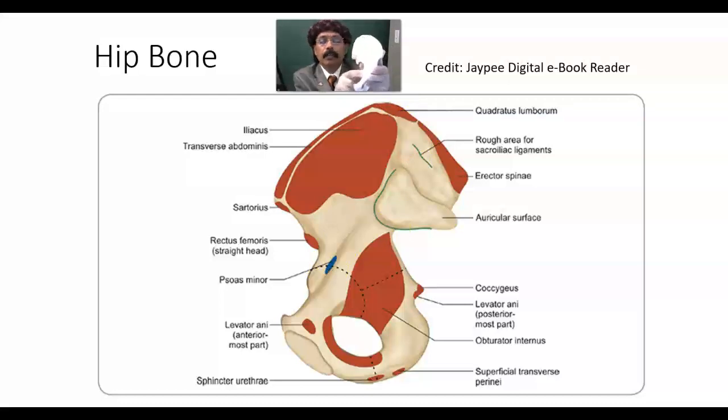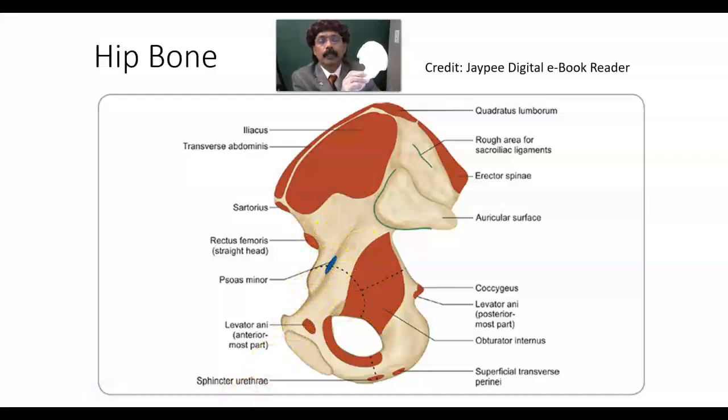Okay, if you go down, we'll get at the pecten pubis area, at the lower part of the arcuate line, at the junction of the pecten pubis area here. Here is the insertion of the psoas minor muscle. So psoas minor muscle does not go to the femur, it ends up here, the site of insertion of psoas minor muscle. Okay, this is psoas minor muscle.